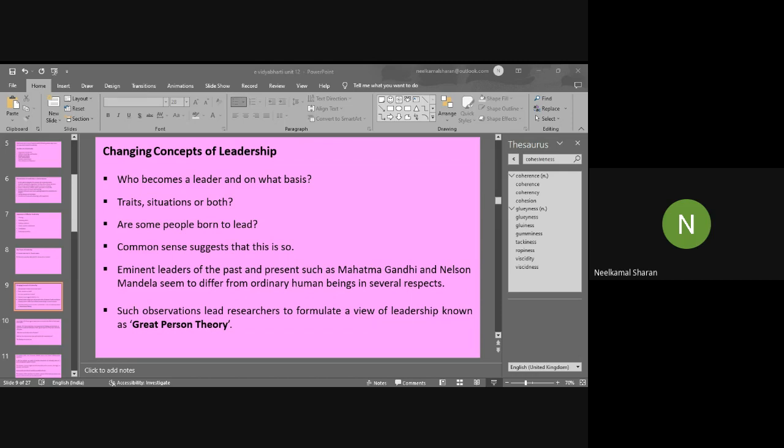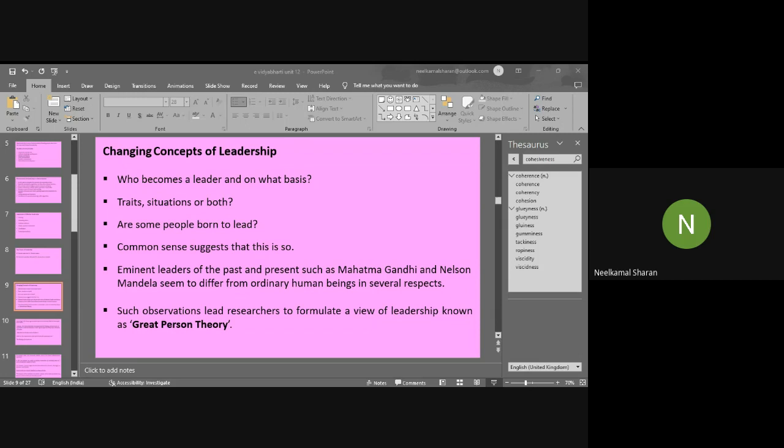So again, some important questions came into their mind. That question is, what then are the key traits of a leader? If the great person theory says that there are certain traits which make a person a good leader, then what are the key traits of leaders? And what are the characteristics that suit them for this important role?